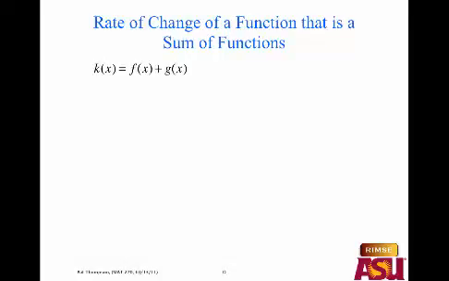Okay. The rate of change of a function that is a sum of functions. So I've got this function k, and it's the sum of 2 other functions, f and g. What is the rate of change of k? So let's just conjecture, before we prove it. What do you think the rate of change of k might be if it's the sum of 2 other functions? As a conjecture. What would you hope for? What would be the best possible result? That the rate of change of k would equal to?